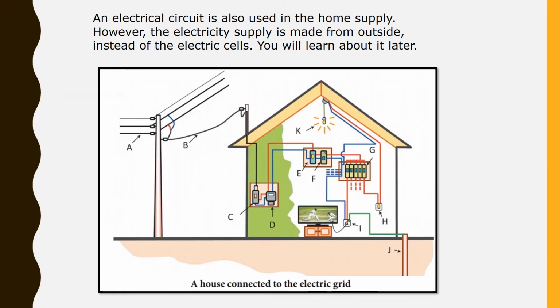Now we can use this simple electric circuit in our home supply also, children. When electric supply is made from outside, that is, instead of an electric cell, we are taking this electric supply from electric poles. Okay, so then this electric supply will reach all our house electrical instruments. So regarding this electrical circuit, we will take more information afterwards.